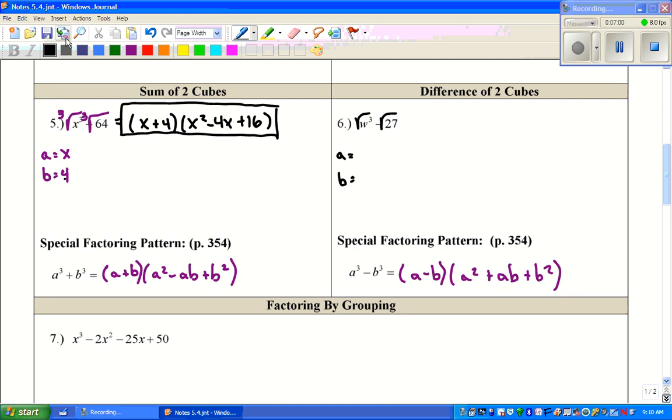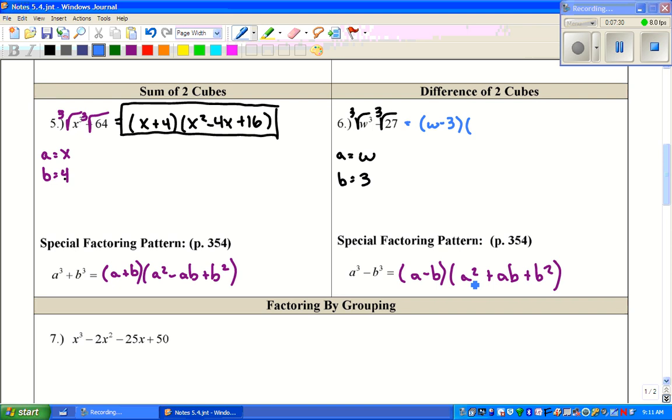So the cube root of w to the third power, w times w times w, is going to be w. And then we want to take the cube root of 27, which is going to be 3 times 3 times 3. So my b value is going to be 3. So all we're going to do now, guys, is follow my factoring pattern. W minus 3, just taking from my a and my b here.